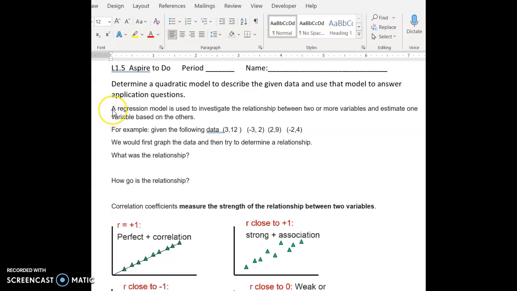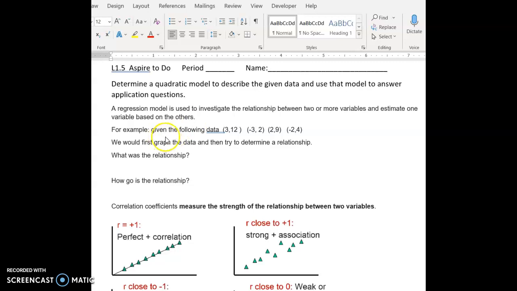And in this case, it will be a regression model. A regression model is used to investigate the relationship between two or more variables and estimate the variable based on the others. So what does that mean? It means that if I give you some numbers or some points on a graph, you want to determine whether there's some kind of relationship between those points.